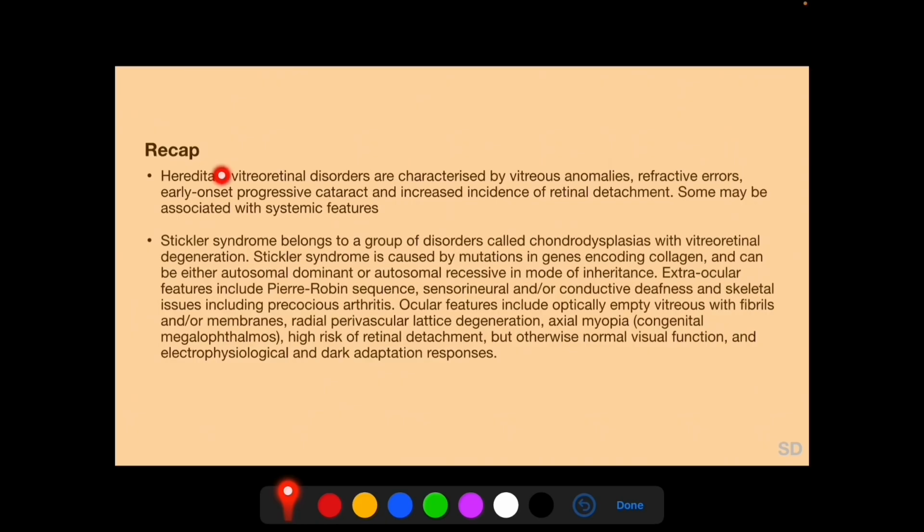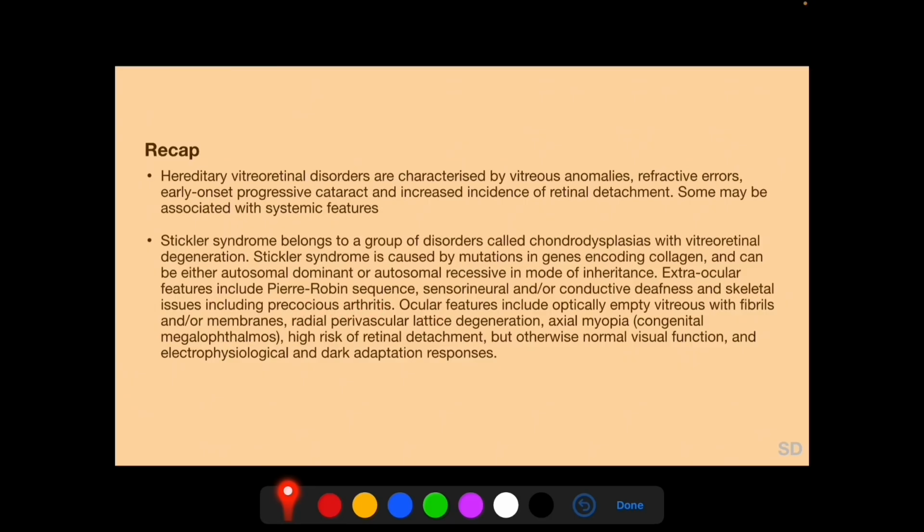To recap, hereditary vitreoretinal disorders are characterized by vitreous anomalies, refractive errors, early onset progressive cataract, and increased incidence of retinal detachment. Stickler syndrome belongs to a group of disorders called chondrodysplasias with vitreoretinal degeneration. Stickler syndrome is caused by mutations in genes encoding collagen and can be either autosomal dominant or autosomal recessive in mode of inheritance. Extraocular features include Pierre-Robin sequence of micrognathia, glossoptosis, and cleft palate, sensorineural and/or conductive deafness, and skeletal issues including precocious arthritis.